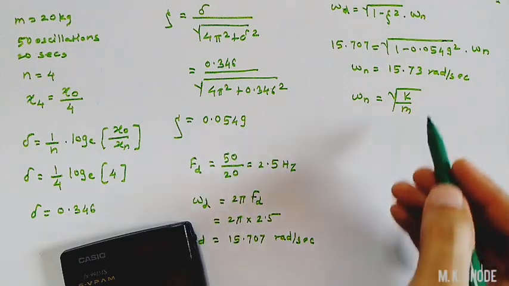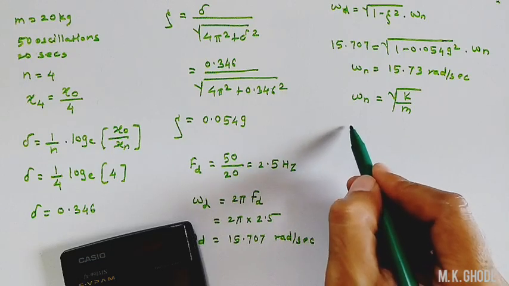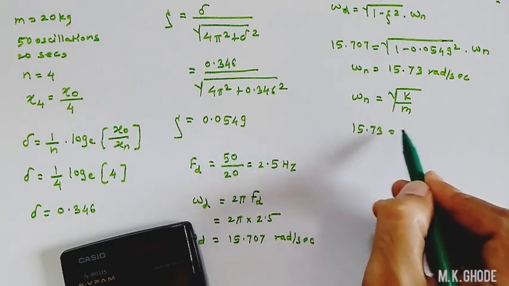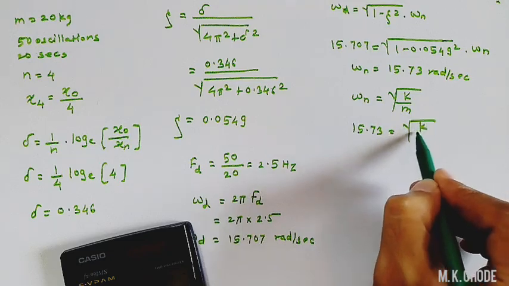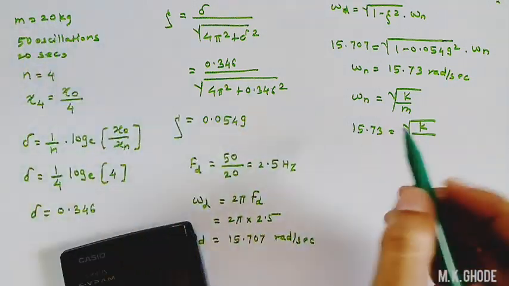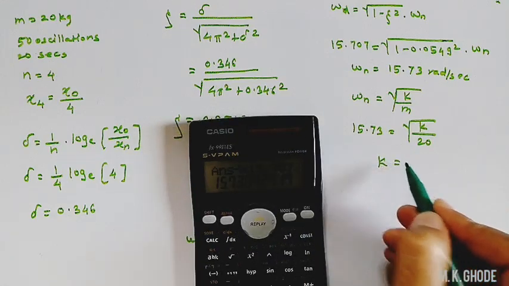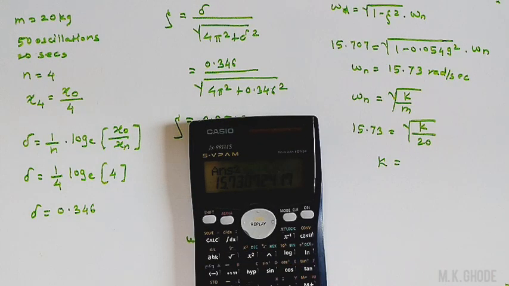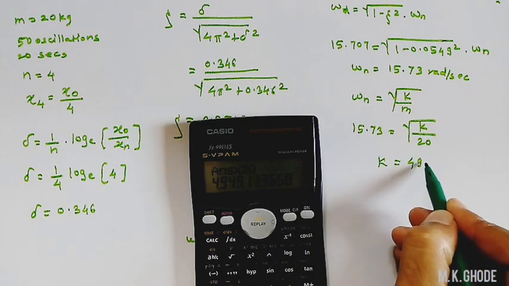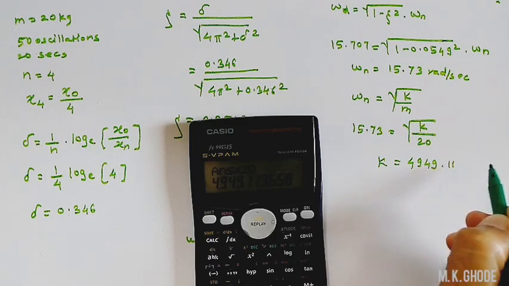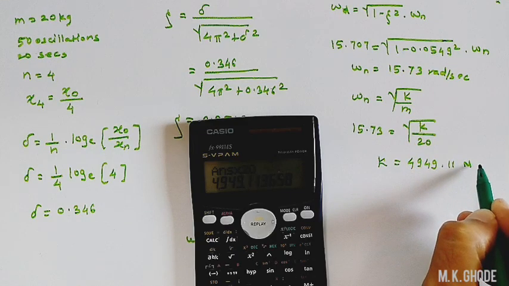15.73 is equal to root k upon m. Mass is given as 20 kg. So find the value of k. It is 4949.11 Newton per meter.